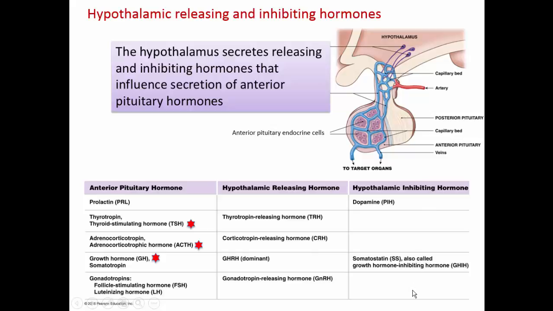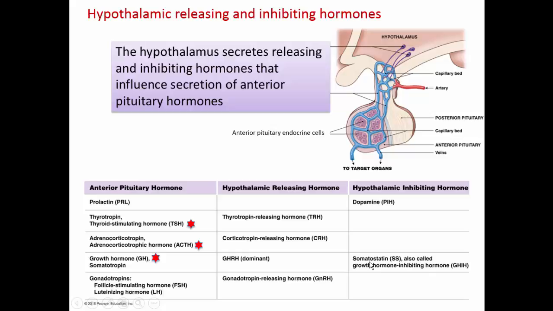In the third column, we have hypothalamic inhibiting hormones. So you can see there's fewer of the inhibiting hormones than there are of the releasing hormones. Dopamine is an inhibiting hormone for prolactin, and also note that there's no releasing hormone for prolactin, simply controlled by dopamine as an inhibiting hormone.